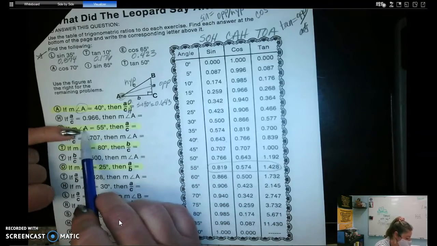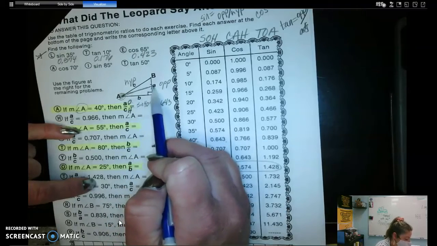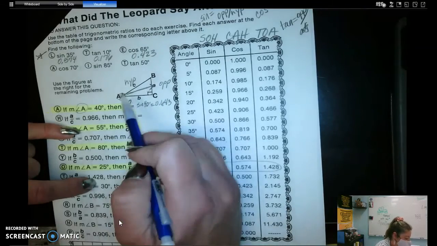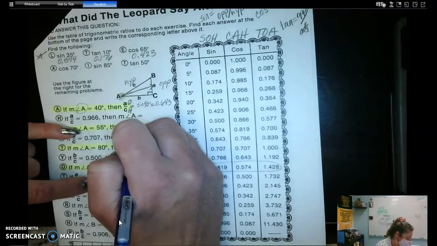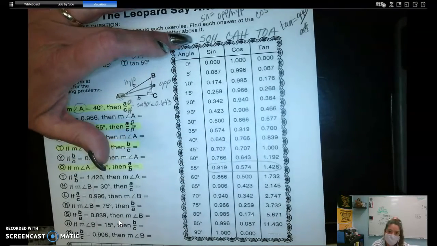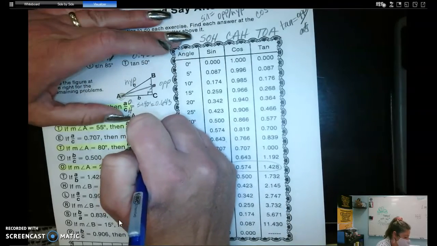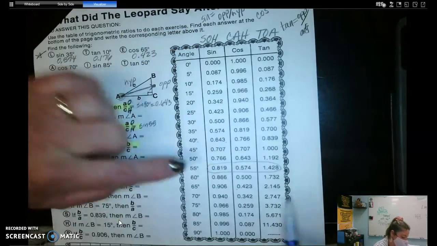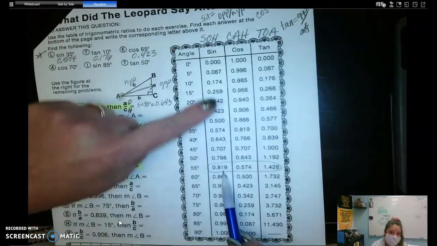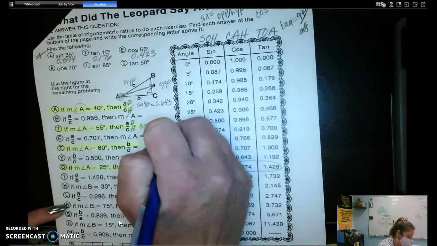So let's do it again. From angle A, what is A and what is C? A is the opposite side. C is the hypotenuse. So which one of those fractions or trigs again has an O and an H in it? That would be the sine. So we're looking for the sine of 55. And the 819 is the one that's in the sine column. So that answer is 0.819.